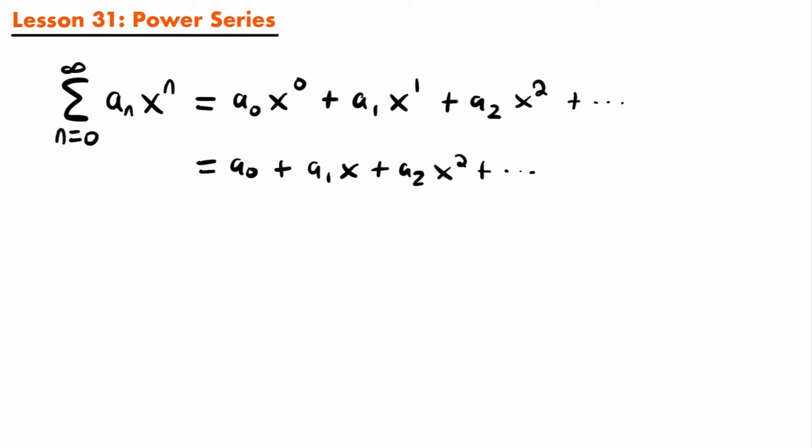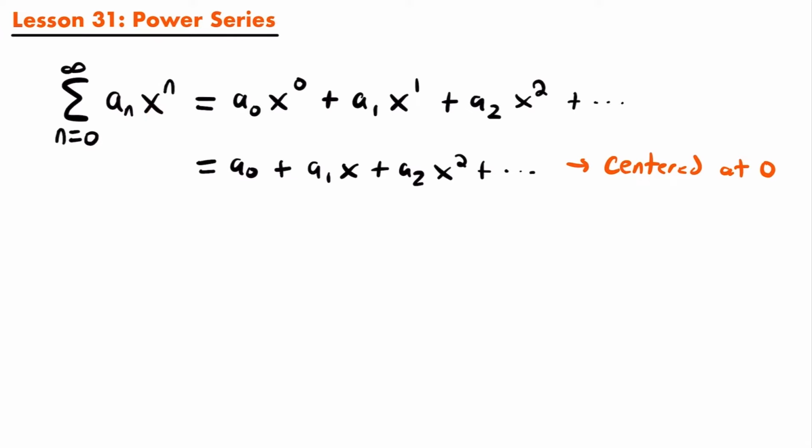Like I said, this is the most basic form of a power series. Specifically, we would call this a power series that is centered at the origin, or centered at 0. The reason we say that it's centered at 0 is because there's nothing being added or subtracted to x. We just have x to the power of n.